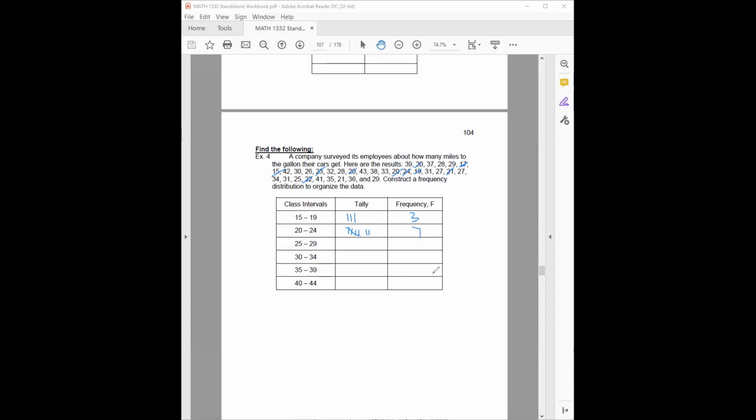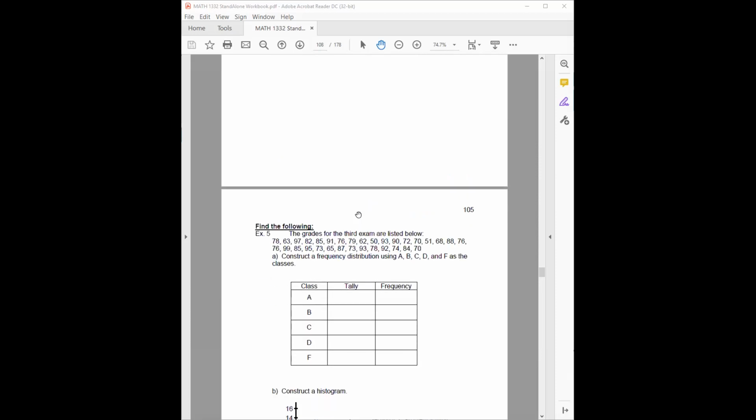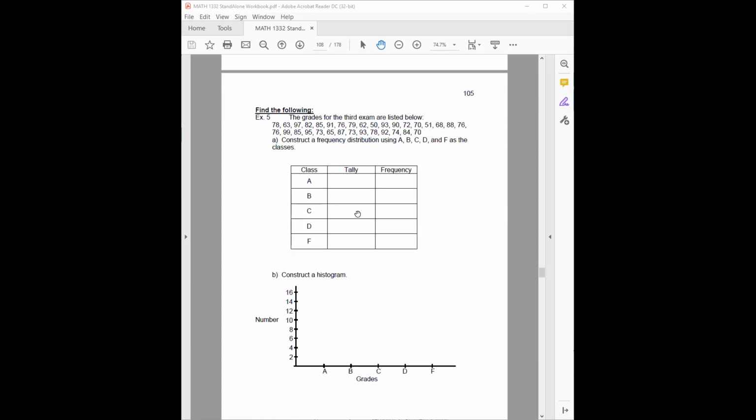Seven. So these are called class intervals. Instead of a category, we have an interval. So that's all you would do. You would organize the data and just keep counting. I'm not going to do all of them because there are other things we need to do. So that's the idea. Over here, though, they actually apply the information.